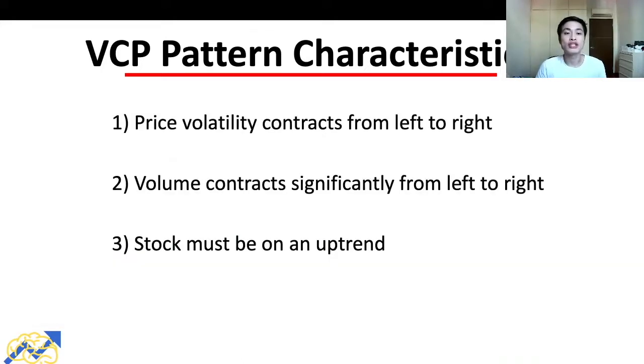To recap, these are the three VCP pattern characteristics. The first is that the price volatility contracts from the left side of the chart to the right side of the chart. The second characteristic is that we want to see volume also contracting from the left side of the chart to the right side of the chart. And the third characteristic for the volatility contraction pattern is that the stock must be on a confirmed uptrend before its period of consolidation. So this is Mark Minervini's trading strategy, the VCP pattern.